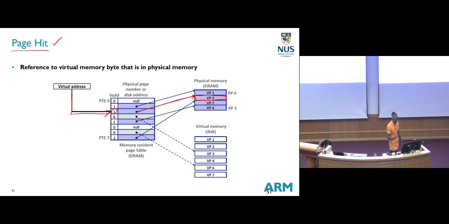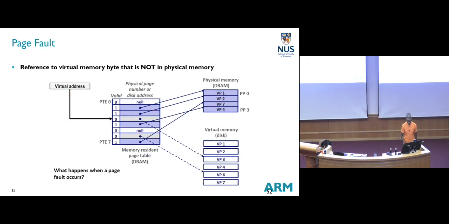Okay, so it's good. But what if you have a miss? That means what you want is not in the physical memory. It's not in the DRAM yet. So in this example, I am pointing to an entry in the page table, but the valid bit is 0, which means that what I want is not yet copied over. That means it is still in the hard disk space.